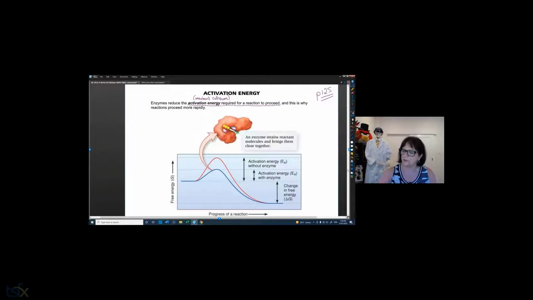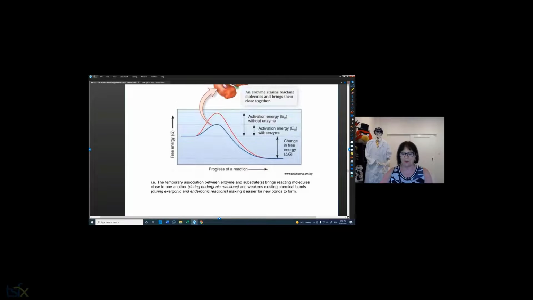What enzymes do is they reduce that energy. It means that the reactants don't have to collide as much before they become all separated and broken up. The reason why is when we have the enzyme and substrate joining together, when we have that complex, it actually weakens the bonds in the substrate.